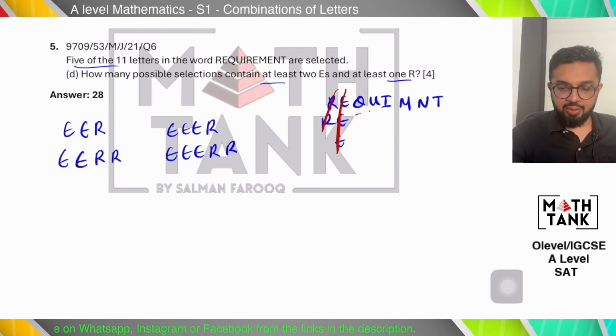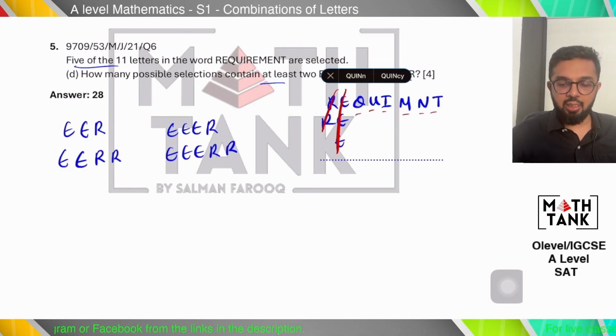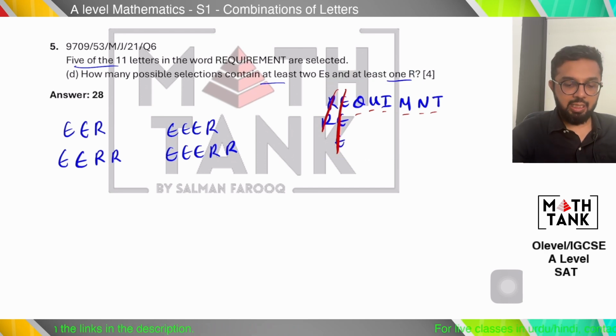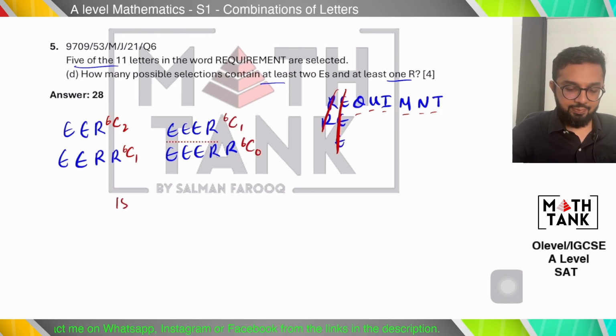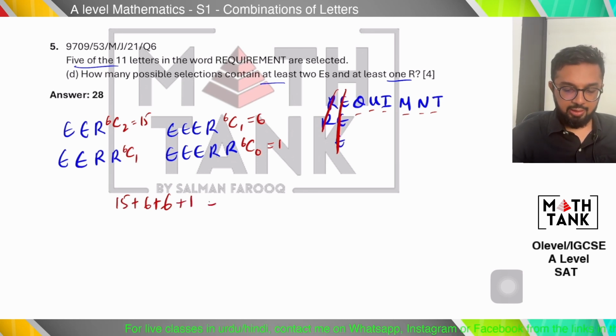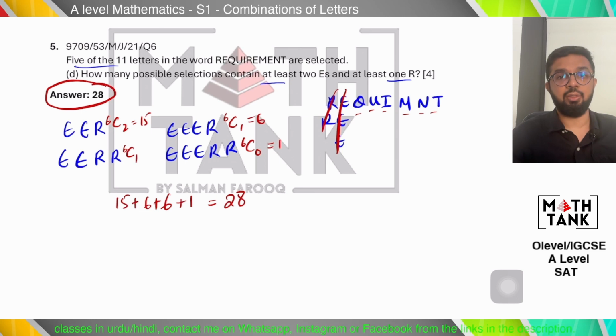Okay, now how many different letters am I left with? Q, U, I, M, and T. So 6. How many more do I need to select? I'm going to say 6C2 here. Why? Because I needed to select a total of 5, and 3 are already selected. 6C1 here, then 6C1 here, and 6C0 here. 6C2 is 15. 6C1 is 6. 6C1 is again 6. And 6C0 is 1. Let's see if we get the correct answer. Yes, that equals 28. The correct answer is 28. So always make your combinations in this way.